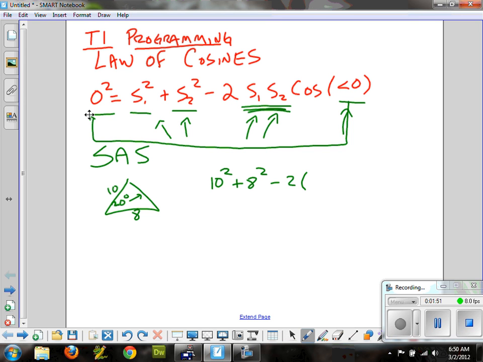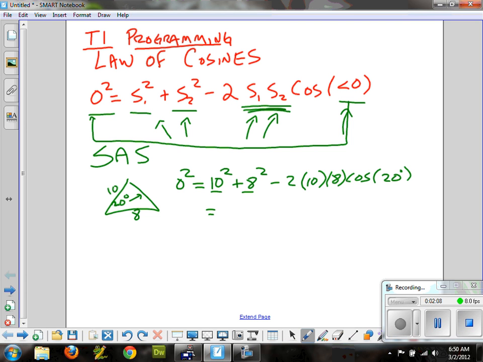So what we're going to get is the opposite side squared is 10 squared plus 8 squared minus 2 times 10 times 8 times the cosine of the included angle, or the angle opposite of what we're finding, and that is 20 degrees.